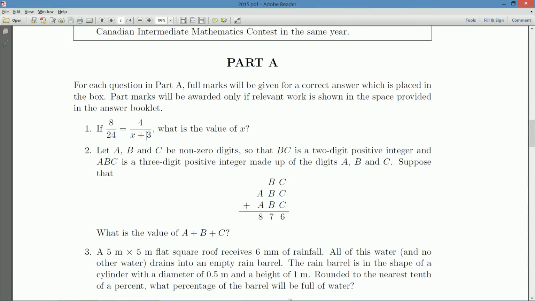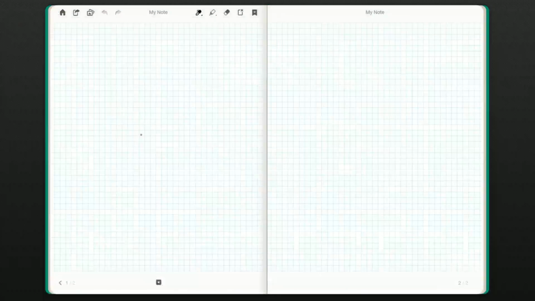So I'm sure a lot of people out there did this by inspection. You get 24 from 8 by multiplying by 3, so x plus 3 should be 3 times 4, which is 12, so x should be 9. But let's actually write it out, and that way if we write out things in part A and we're wrong, we can still get part marks for the work that we had shown. So 8 over 24 is, no, it's not x, it's 4 on top, and then it's x plus 3 on the bottom.